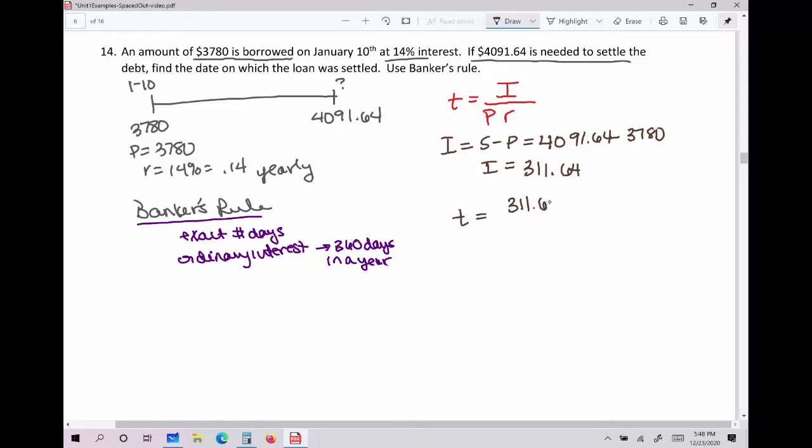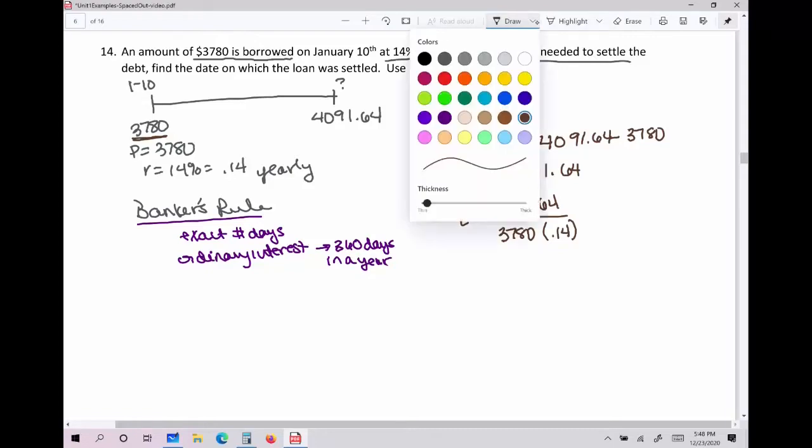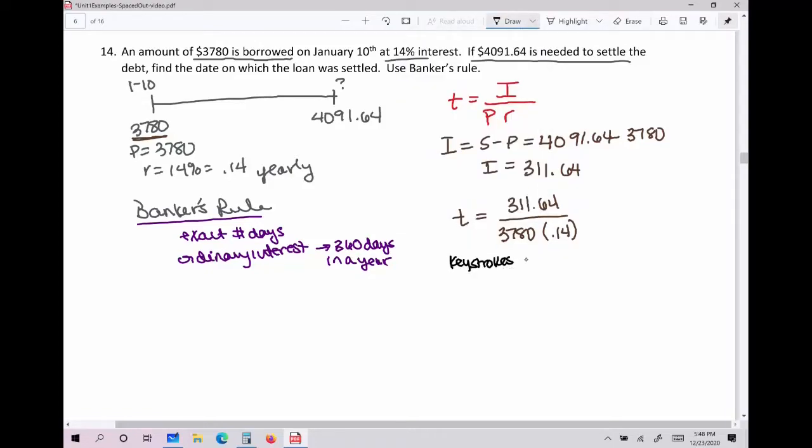When we plug all of this in, we get 311.64 over our P, which was 3780, times our 14%. Again, we want to be careful with our keystrokes and make sure this whole thing is in the denominator, so I'm going to write that real quick. You want parentheses around that whole denominator. When we do that, we get T to be approximately 0.58888, with the 8s repeating, years.